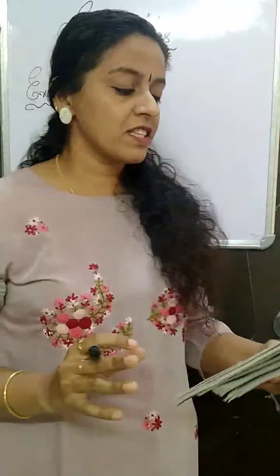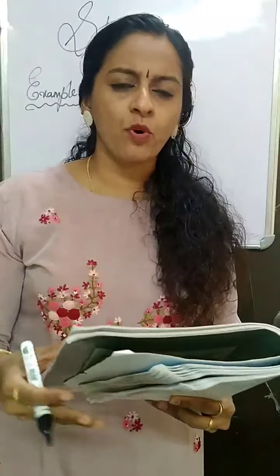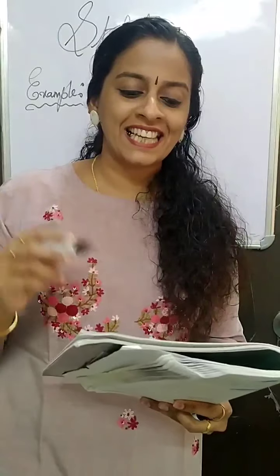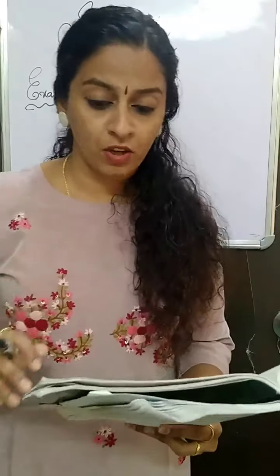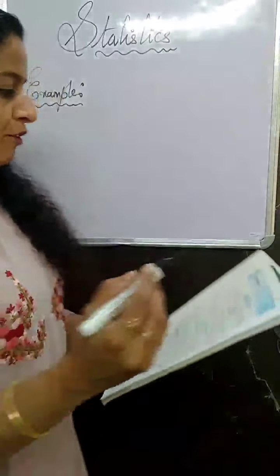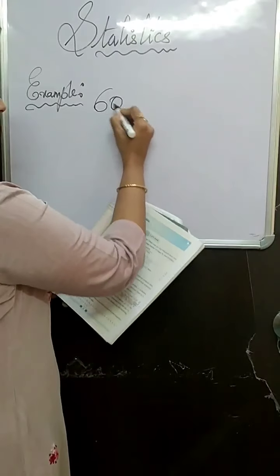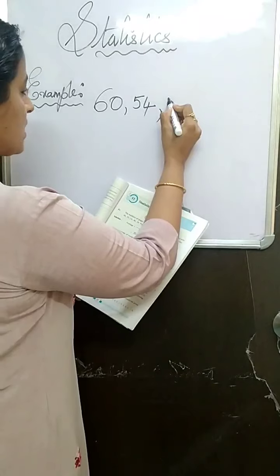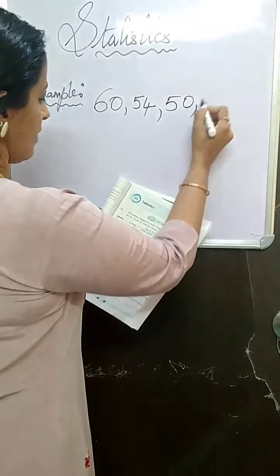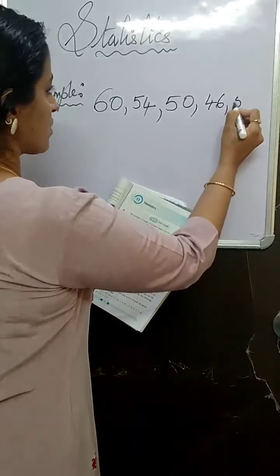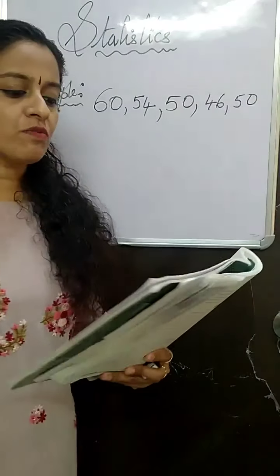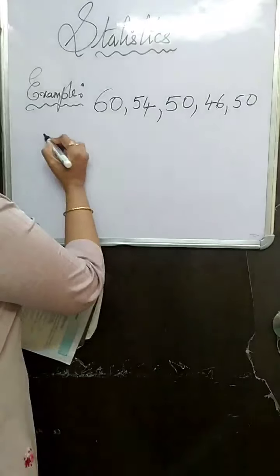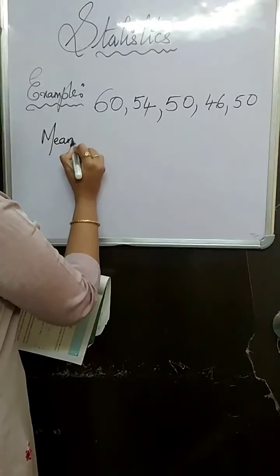So first thing is the question given in your textbook. As I discussed with you, the number of pages of a book Ninad read for 5 consecutive days were 60, then 54, 50, then 46, and the last one is 50. The question is, find the average number of pages he read every day. So the question is to find the mean or average.